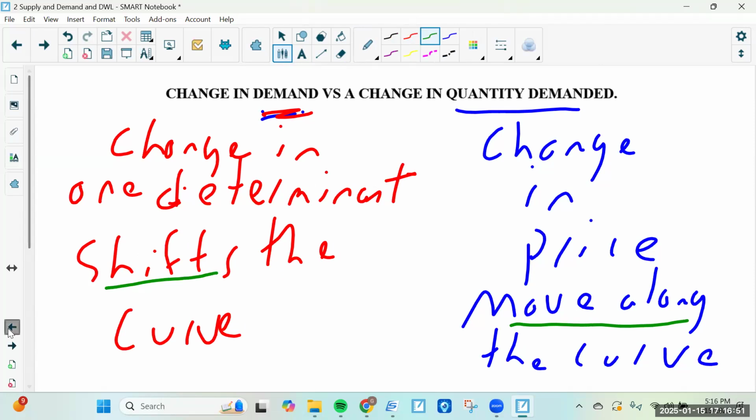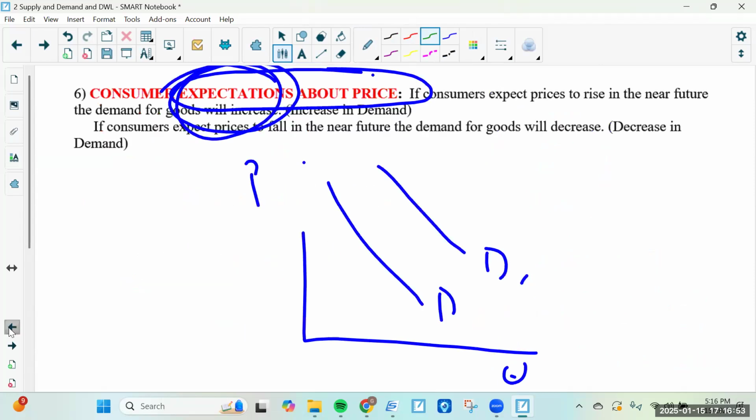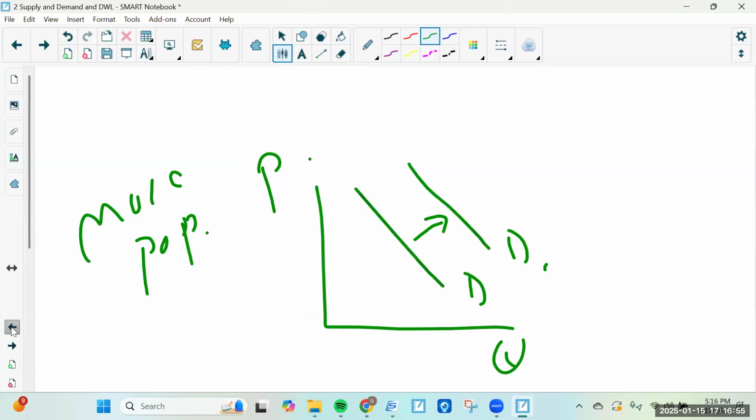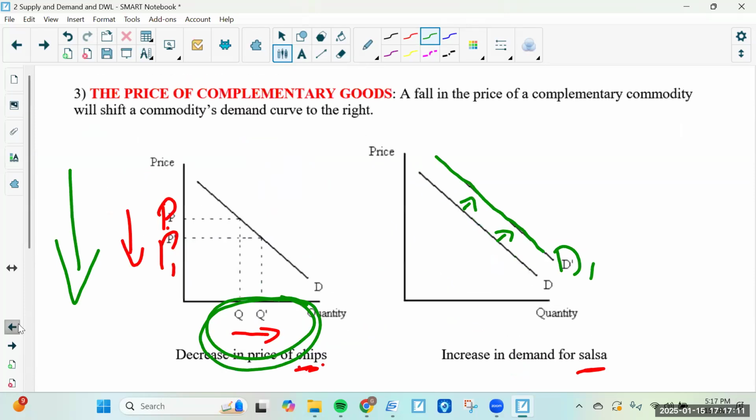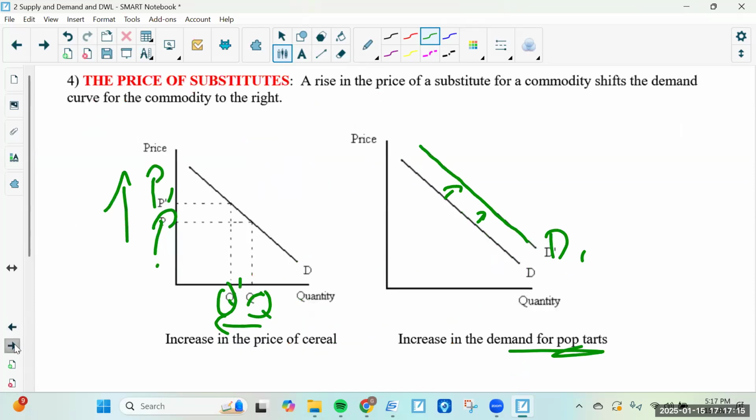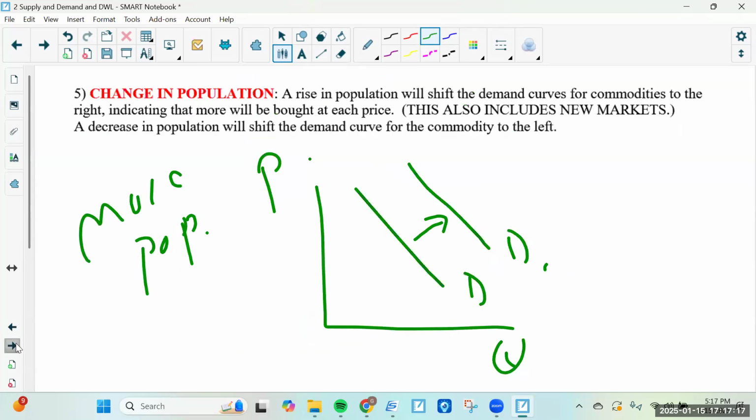Make sure you know that. And by the way, you don't need to memorize these determinants. You don't need to be able to list them. They're never going to say list the 6 determinants. They're going to give you a scenario, and you have to understand, oh, that's taste and preferences. Oh, that's price of a complement. Oh, that's price of a substitute. That's consumer incomes. That's expectation of price. You don't have to memorize and list these things, but you have to be able to pick it out of a lineup. Like a newspaper article comes out, you should be able to say, oh, that's a determinant of blah.